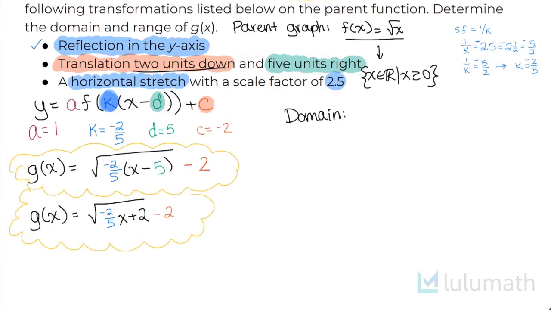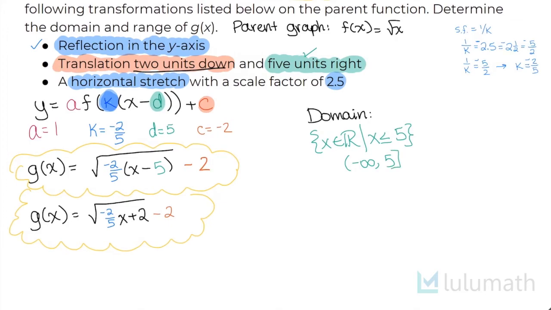And we also know that our graph is going to move 5 units to the right. So instead of having a 0 here, it's now going to be a 5. So our new domain is going to say x is an element of the reals such that x is less than or equal to 5. Or we could say it's from negative infinity to 5, including 5, but not including negative infinity.